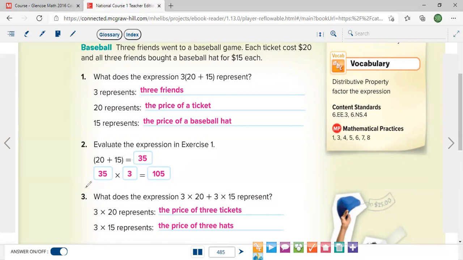Now, in another word, what does the expression 3 times 20 plus 3 times 15 represent? Let's take 3 times 20 first. 3 times 20 represents the price of 3 tickets, and 3 by 15 represents the price of 3 hats. And I'm wondering, will this expression be the same as this one or not? Let's see.